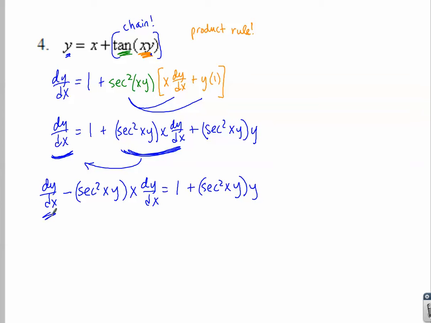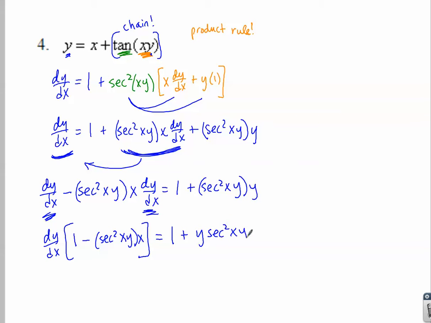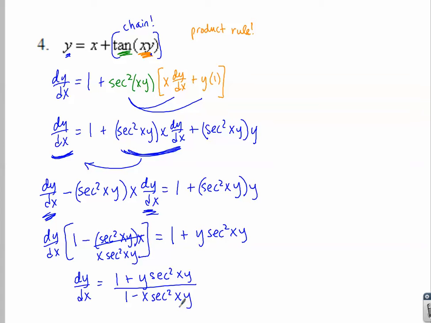Factor out our common dy/dx: 1 minus secant squared xy times x. And on the other side, I'm tired of writing these parentheses, so I'm going to write the y in the front: y secant squared of xy. Similarly here, I'm going to write the x in the front. Finally, divide by what's multiplied to dy/dx. dy/dx equals 1 plus y secant squared xy over 1 minus x secant squared xy.